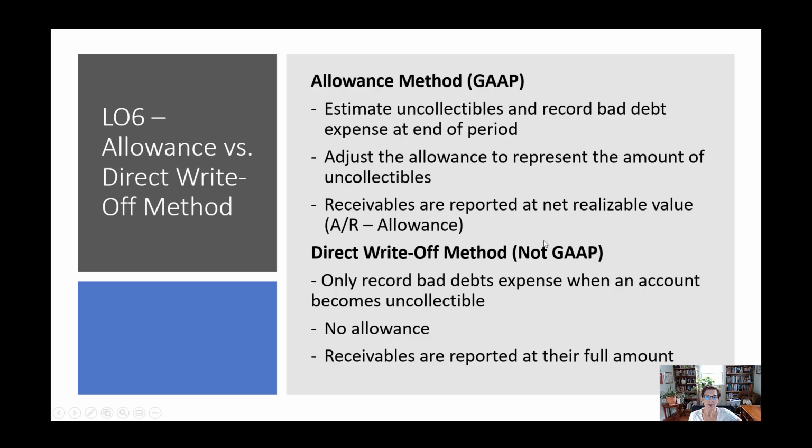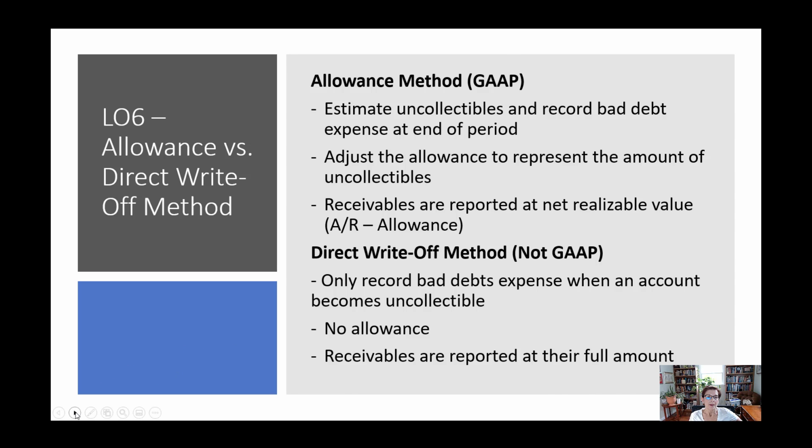But do remember, this is the thing that gets students sometimes: with the direct write-off method, you debit bad debt expense when the account becomes uncollectible. But remember what we said is that when you write off an account using the allowance method, you have to debit the allowance, not bad debt expense.